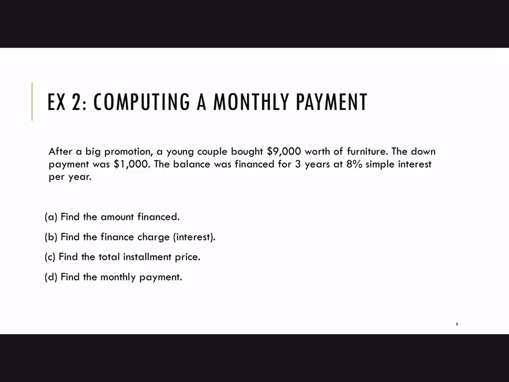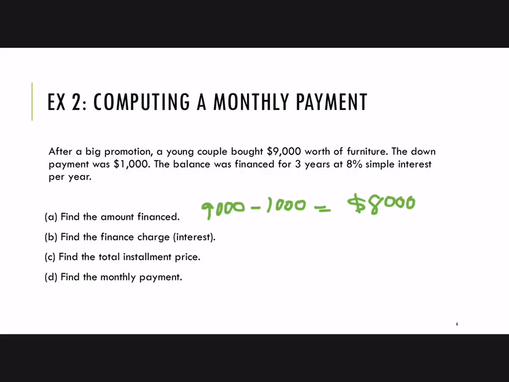Okay, so first let's find the amount financed. That's the amount that's left over after the down payment is paid. So it's $9,000 worth of furniture, minus the $1,000 down payment leaves $8,000 that they couldn't pay for up front that needs to be financed. All right, and then find the finance charge.